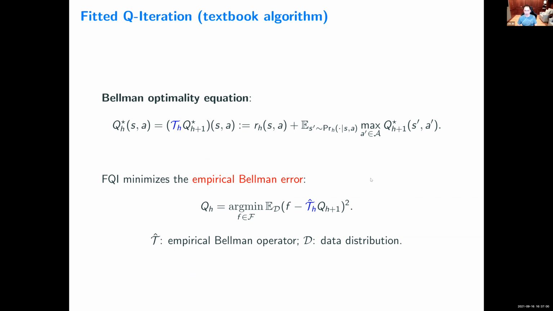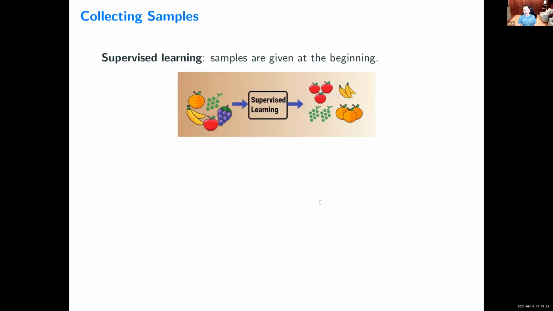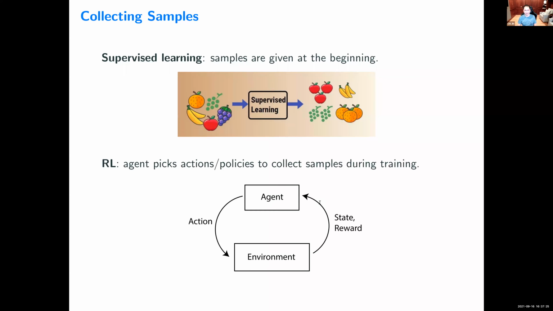I think you raise a very good question. This is a classical textbook algorithm about fitted iteration, but clearly this algorithm assumes you are already given the data, so that you can take an average over the data and have the empirical Bellman operator. But it doesn't say anything about how to collect data, which is the next topic and a major difference between supervised learning and reinforcement learning.